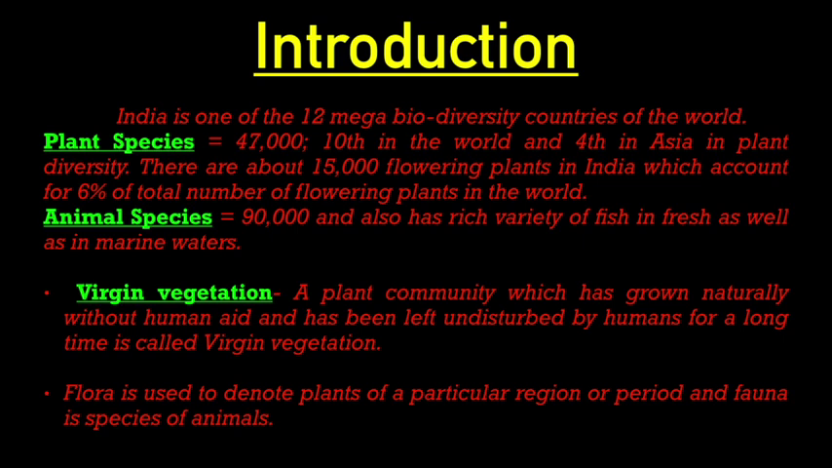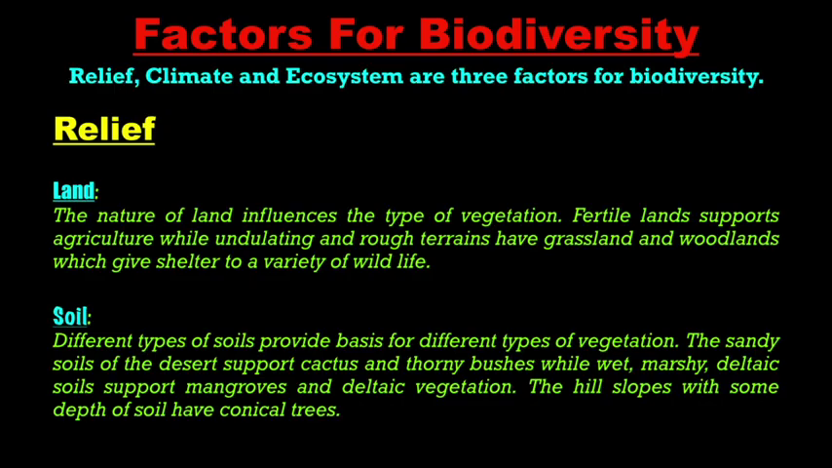Virgin vegetation. A plant community which has grown naturally without human aid and has been left undisturbed by humans for a long time is called virgin vegetation. The flora is used to denote plants, whereas the fauna is the term which is used to denote the animals.